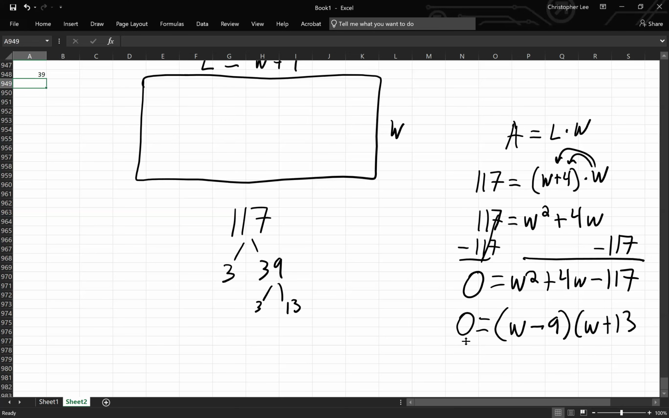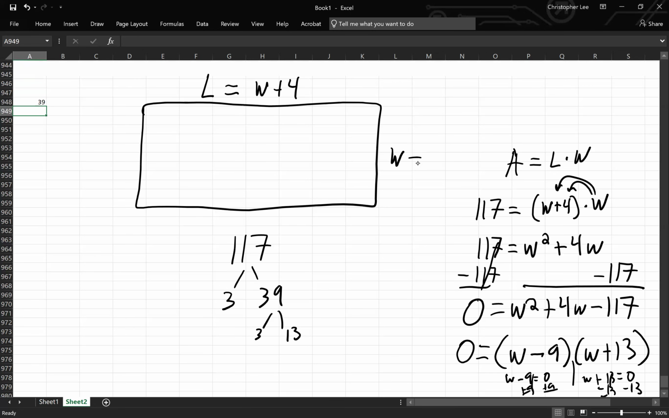All right. You already know the deal, right? We're going to set these both equal to 0. W minus 9 equals 0. Add 9. Add 9. W is equal to 9. And we have W plus 13 is equal to 0. Subtract 13. Subtract 13. So W is equal to negative 13. It does not make sense to have a negative width for your bedroom, right? So there goes your answer. W is equal to 9, right? So if W is equal to 9, then the length of your room is going to be what? 9 plus 4, call that 13. That's it.